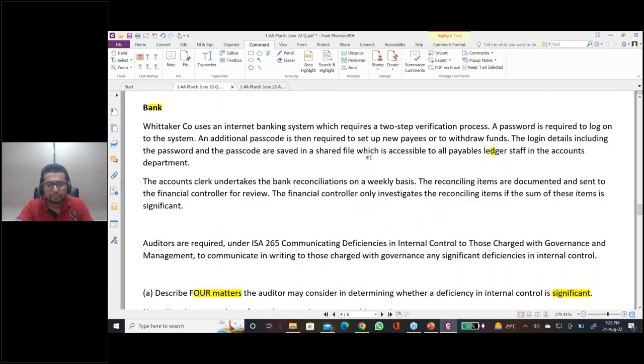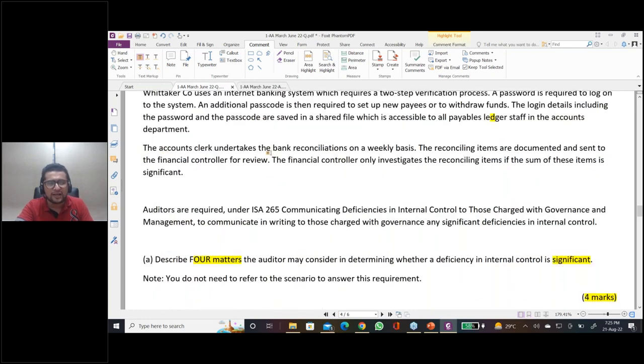Last, the accounts clerk undertakes the bank reconciliation on a weekly basis. The reconciling items are documented and sent to the financial controller for review. The financial controller only investigates the reconciling items if some of these items is significant. Did we study anything like that before? Please read this whole sentence all over again.